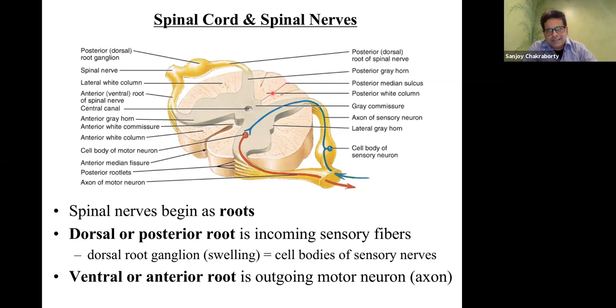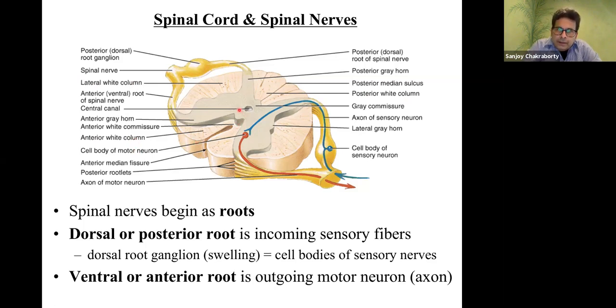So this area right over here is the posterior white column. This portion is called the lateral white column, right over here. And this portion is called the anterior white column. Some books may refer to them as the posterior funiculus, lateral funiculus, and anterior funiculus. Again, funiculus or white column is the same thing.